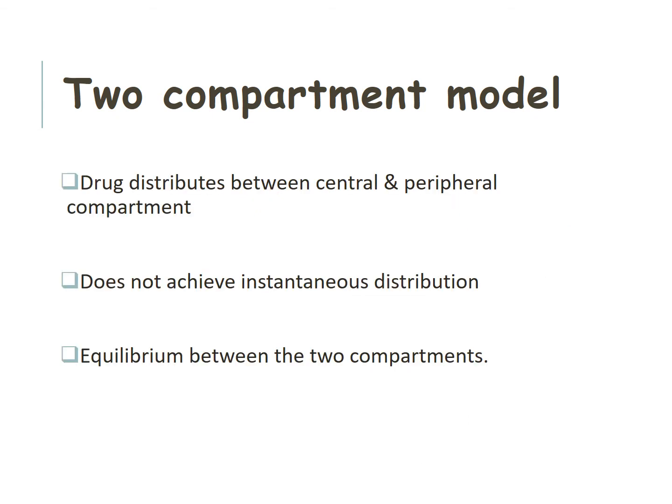The drug distributes between the central and peripheral compartments, and does not achieve instantaneous distribution equilibrium between the two compartments. So it will take time for equilibrium. Initially, where there is high blood perfusion, the contents will move to the highly perfused area, that is the central part. Then from there it will move to the peripheral part, and the movement will continue till the equilibrium is reached.